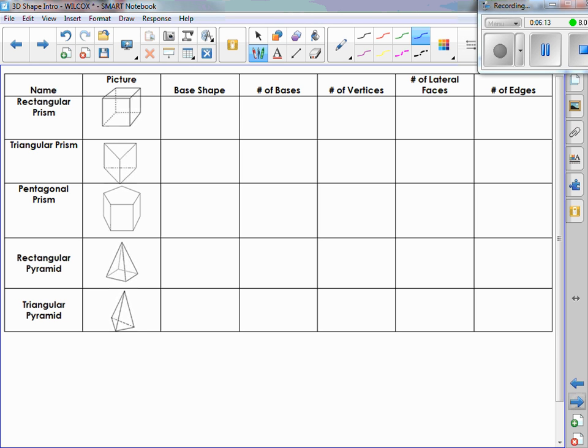Next table that you see, we're going to look at some different prisms and pyramids and identify their base shapes, how many bases they have, how many vertices they have, how many lateral faces and edges they have. So like we just said, we know that prisms will always have two bases. So I'm going to go ahead and fill that out now. I know that every single prism is going to have two bases. And I know that every single pyramid only has one base.